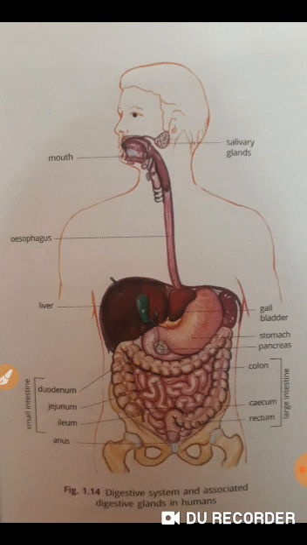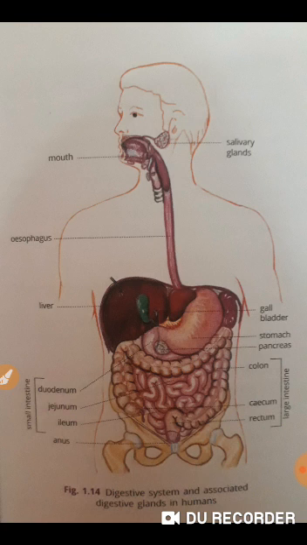It weighs about 1.5 kgs in an adult human being. It is located in the upper right of the abdominal cavity. You can feel it with your hand. Just put your hand on the upper right side of the abdominal cavity. Liver is there. And what is on the left side? It is stomach. We discussed in stomach that the location of stomach is upper left side of abdominal cavity.